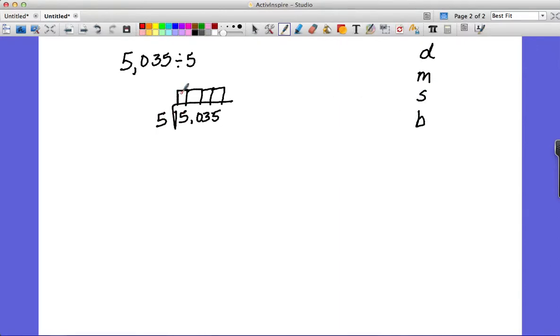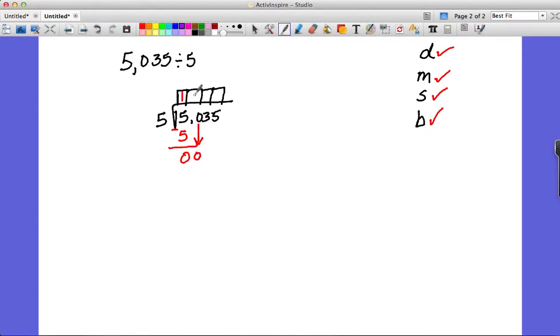So 5 goes into 5 once. There's my divide. 1 times 5 is 5. There's my multiply. Subtract is 0. I have to remember to bring down the 0. We can't skip that step. One of the steps that students often skip is bringing down that 0. We have to look at this and say, okay, bring down. Now go to the next one.